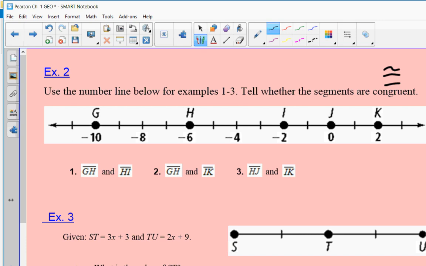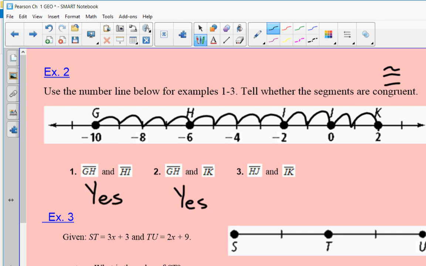Okay, so if you're going back from G to H, just counting here, going by ones, 1, 2, 3, 4. From G to H, from H to I is 1, 2, 3, 4. So yes, they're congruent. From G to H was already 4. From I to K, I is 1, 2, 3, 4. So they are both the same, or congruent.